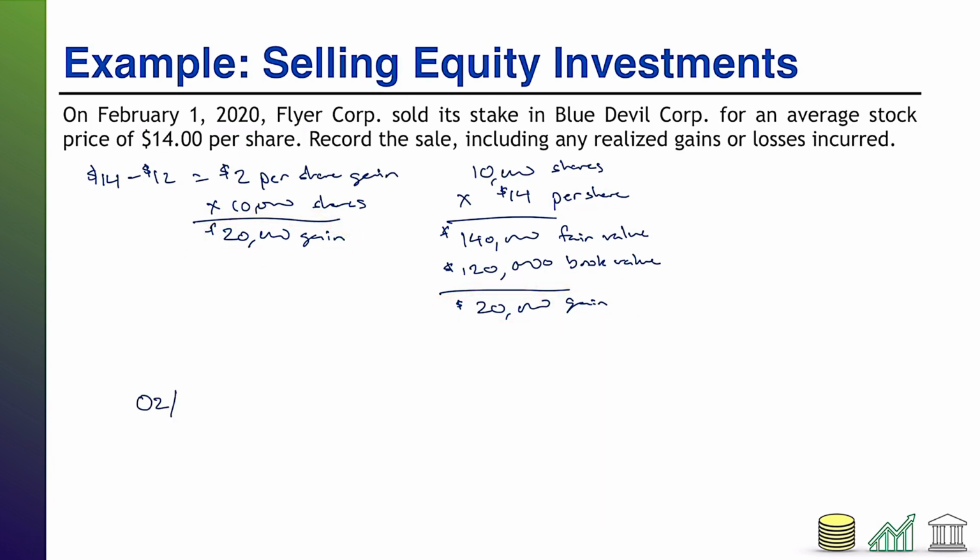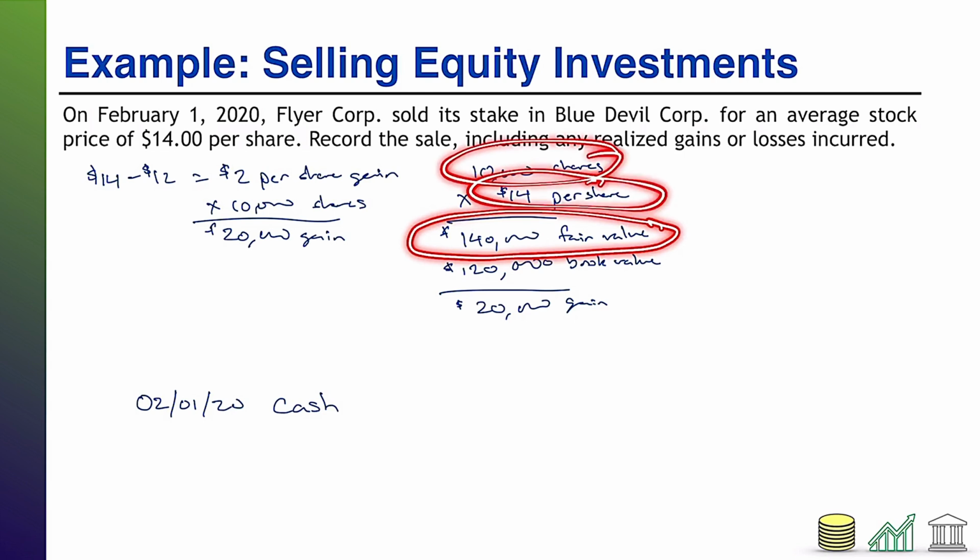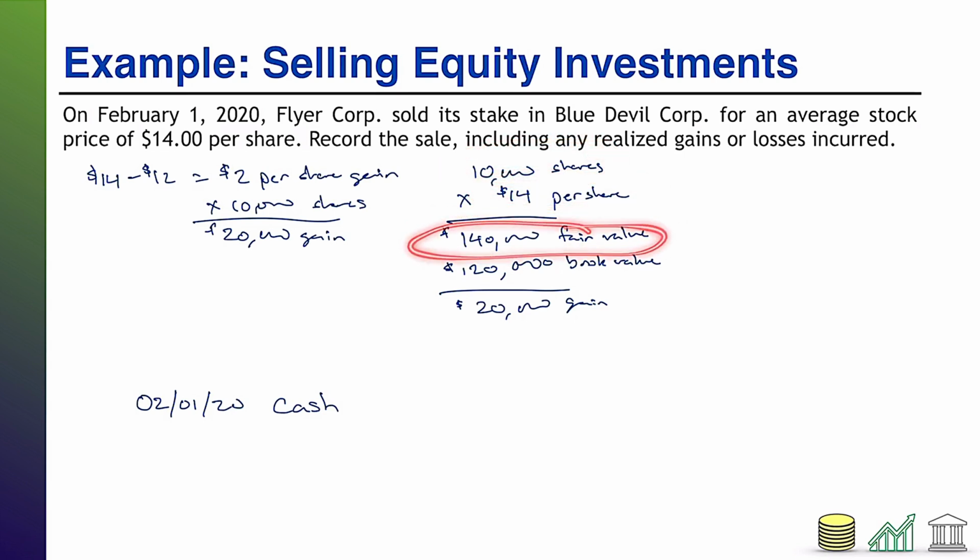Well, it's February 1st, 2020. We are selling the investment. What are we selling it for? Well, they're paying us cash, $14 per share in cash. And so we have a debit to cash. That debit to cash, we calculated right here, right? 10,000 shares, 14 per share, 140,000 is what we're getting paid. So $140,000 to cash. The investment is going away, right?